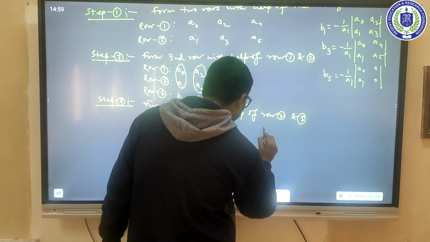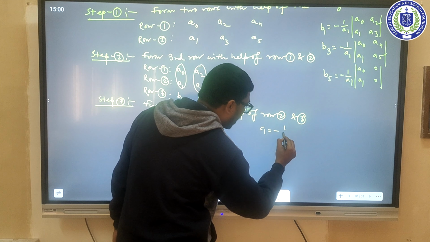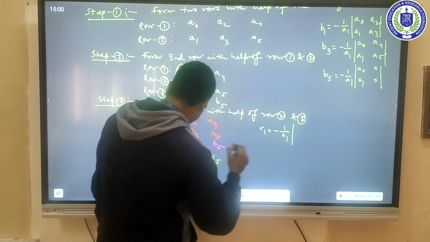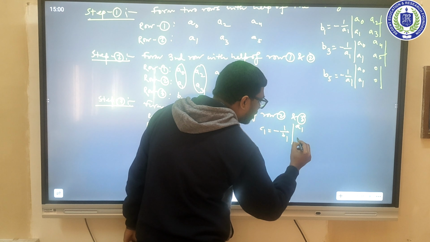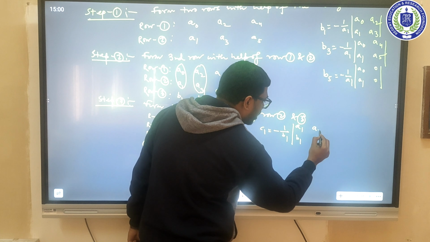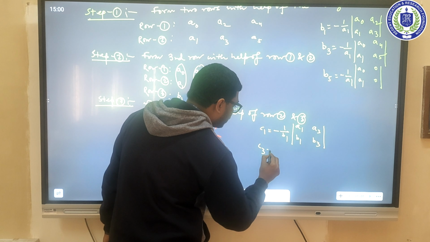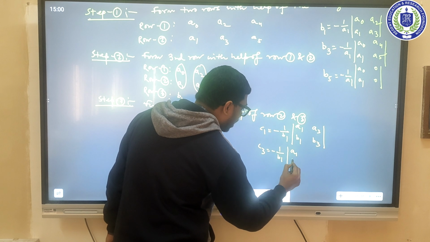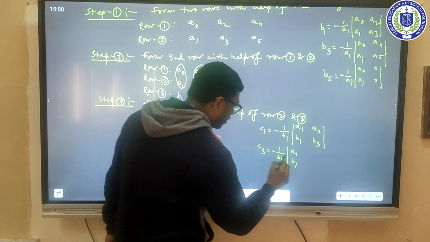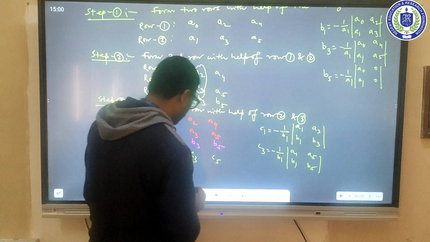Now C1 is equal to minus 1 by B1 times the determinant of A1, B1, A3, B3. C3 is minus 1 by B1 times the determinant of A1, B1, A5, B5. Like this we will form the rows.